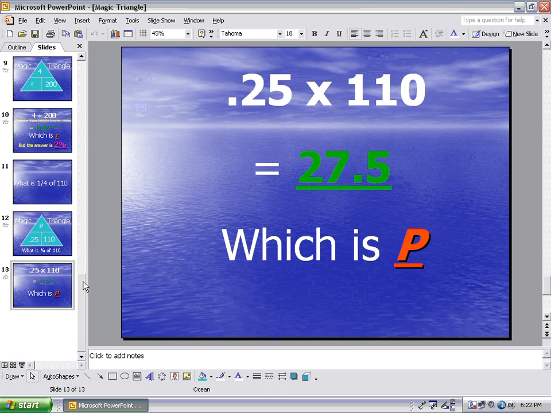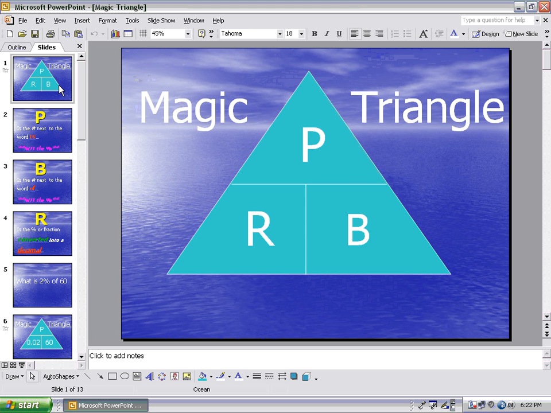And this, ladies and gentlemen, is my magical triangle. I hope you found this lesson both helpful and informative.